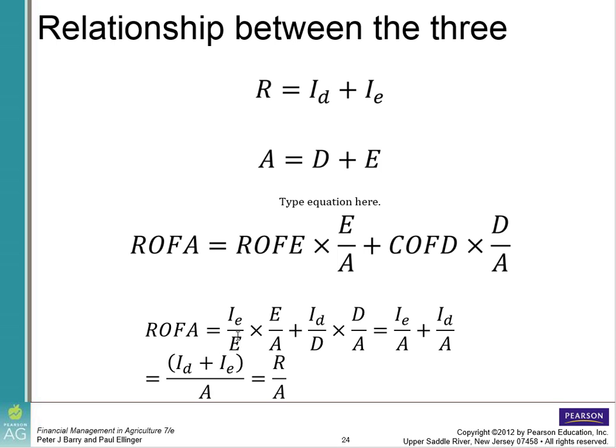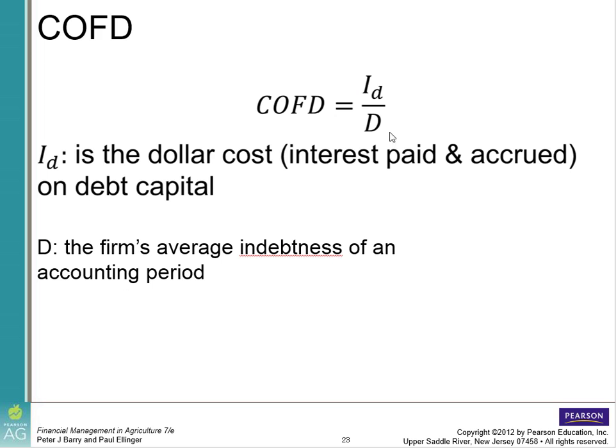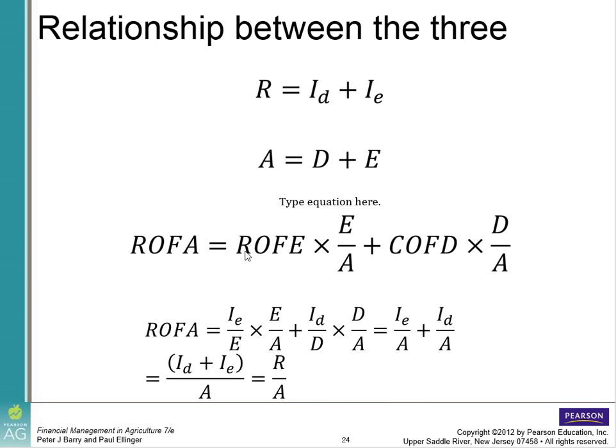Here you can see that I went ahead and plugged in the formulas for ROFE and COFD in this formula. ROFE is nothing but this right here. COFD is nothing but this right here. I plugged it into this equation, and you can see that when you do it, this E and this E, the average equity, get canceled. This D and D get canceled, and what is left is IE over A, which is average farm assets, plus ID over A.